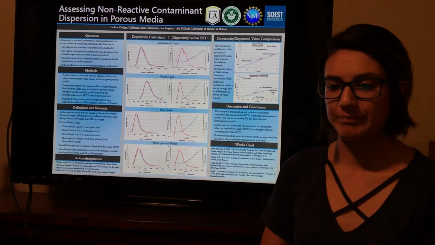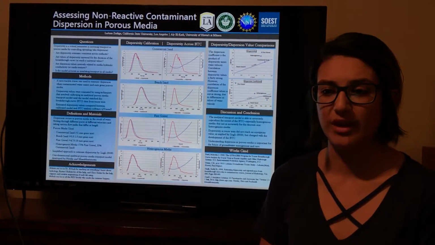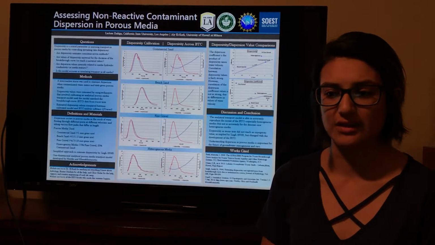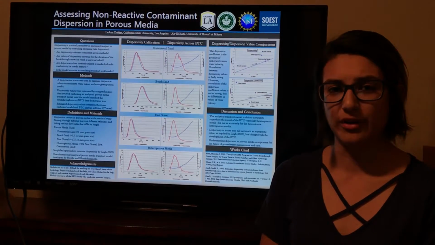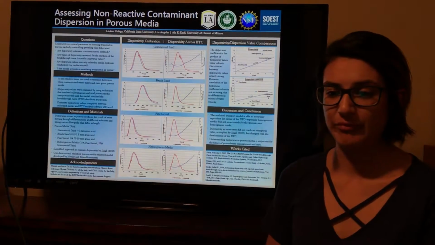heterogeneous media mix. Dispersivity in tracer tests did not reach an asymptotic value as implied by Singh's paper in 2006, but changed with the development of the breakthrough curve, as seen in these graphs, and they changed dramatically.